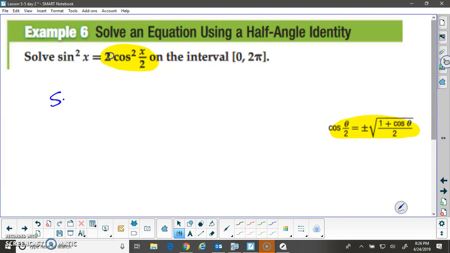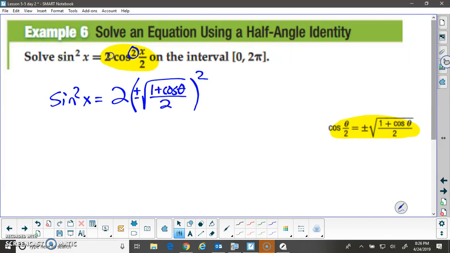So I'm going to keep that sine squared of x on the left-hand side. We've got this 2. I'm going to change the cosine of x divided by 2 squared into an expression that's still squared because of this square. But I need to have this plus or minus square root of 1 plus cosine of theta over 2. Actually, it's an x, so let me erase that theta and put an x in. Well, the really nice thing about this is that the square root and the square are just going to cancel each other. In the same way, this 2 on the bottom and this 2 in the front are going to cancel. So we're left with sine squared equals 1 plus cosine of x.